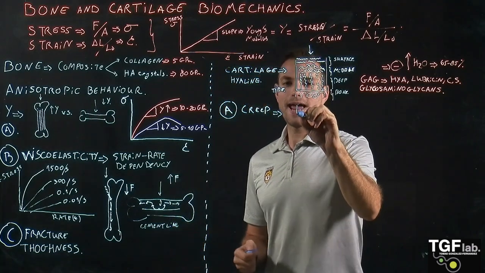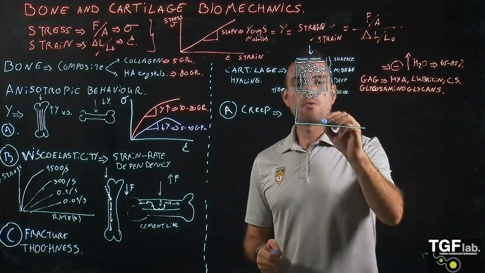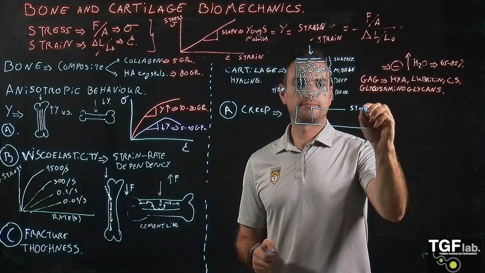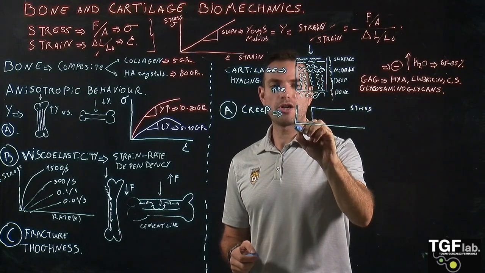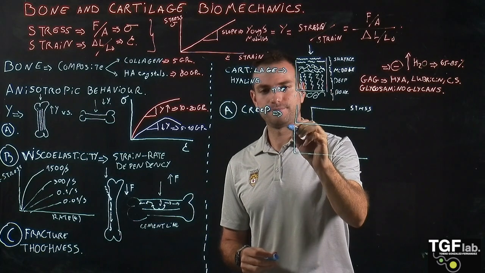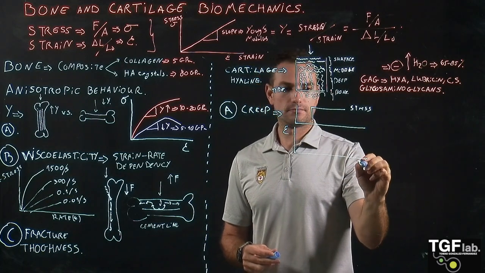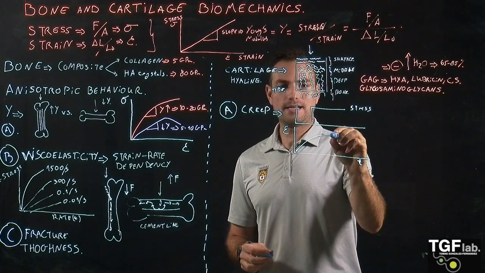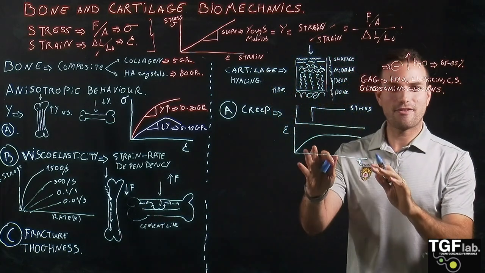So in the creep test, here we are going to keep the stress the same, and then we are going to measure the strain. So we are going to measure the deformation. We're going to get something like this here, and we have different phases here.